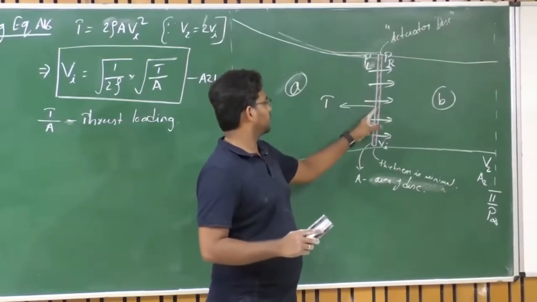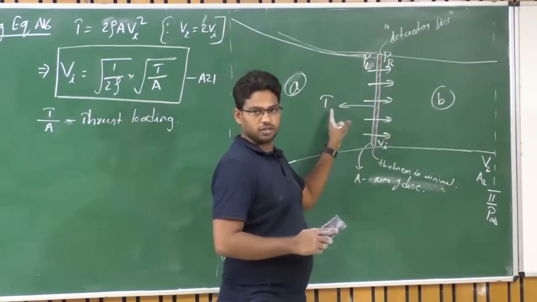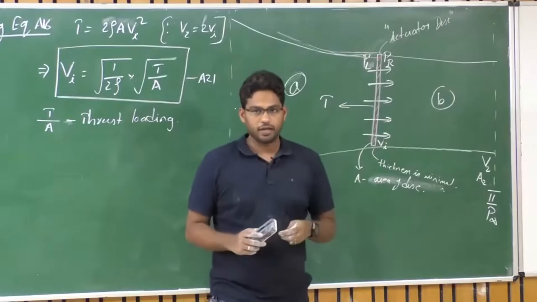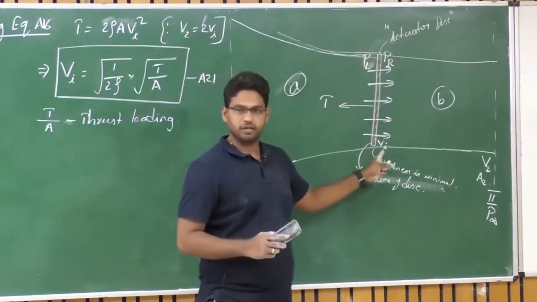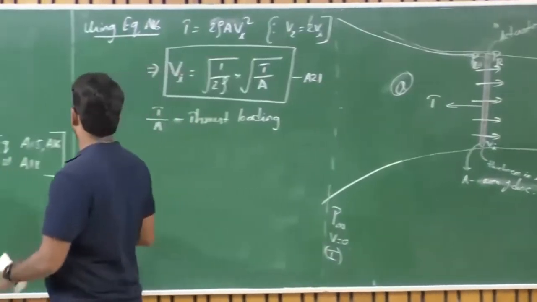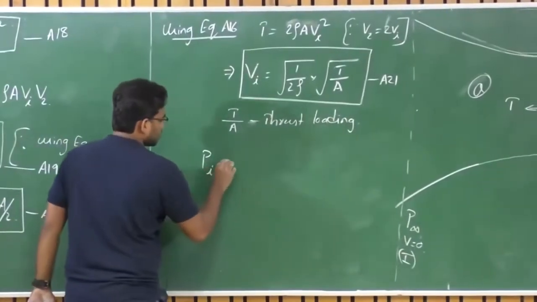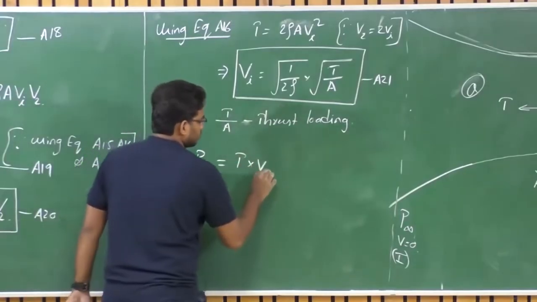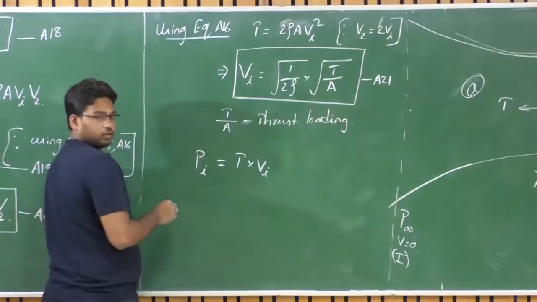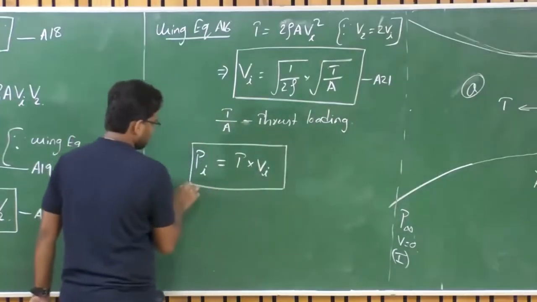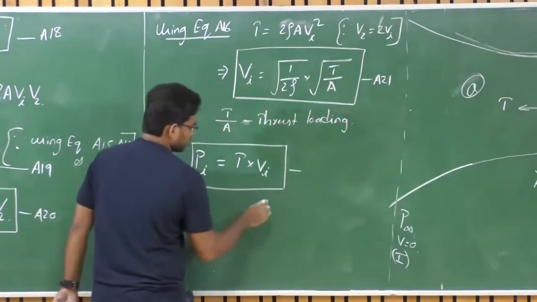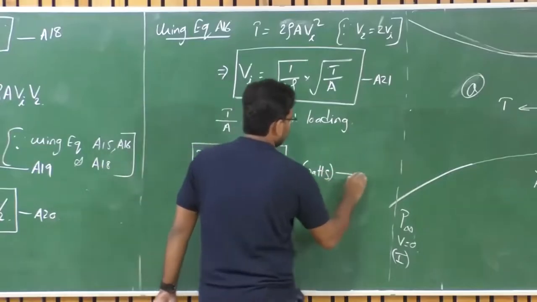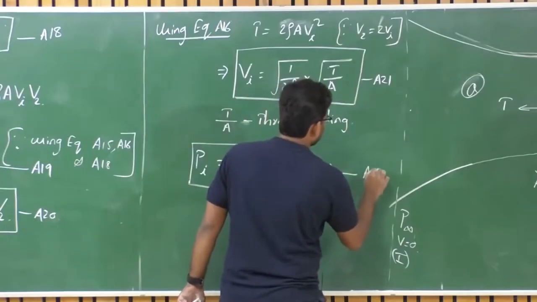So if this disc is generating thrust T, that means this disc is also pushing the air with the same force, but in the opposite direction, right? And it is pushing that air at a velocity Vi, isn't it? So the power induced, or the power that we need to put in, is equal to thrust times Vi, right? Am I correct or not? The force times the velocity. So the units of this power are watts. So this equation will be A22, right?